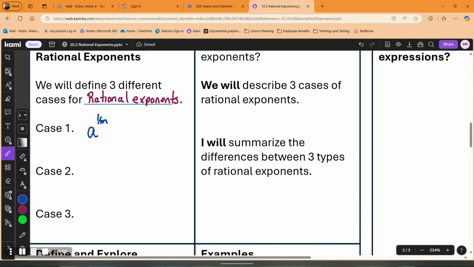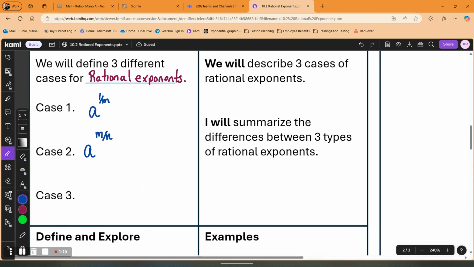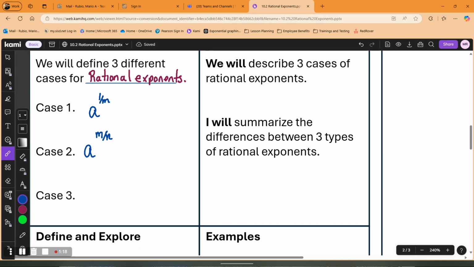Case 2 is going to be where we have any number, and the exponent is m divided by n. We're going to look at what these m and n's could be in the examples. And then case number 3, so here's the difference. In case number 1, you have a 1 in the numerator. In case number 2, you could have any number, like 2, 3, 4, 5, 6, 7, 8. And then case number 3 is what happens when you have a negative number in that fraction. Okay, those are the three cases we're going to look at.